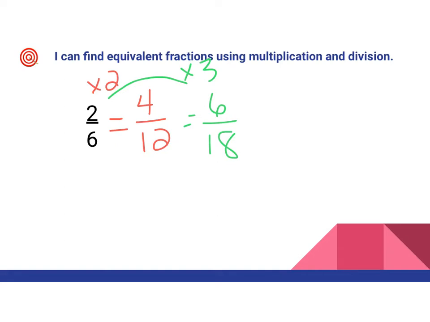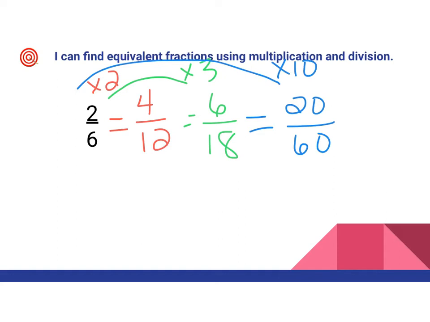Maybe I would want to jump higher and go to something like times 10. So if I multiply both the numerator and denominator by 10, 2 times 10 is 20, 6 times 10 is 60. Therefore, 20/60ths is also equivalent to 2/6.